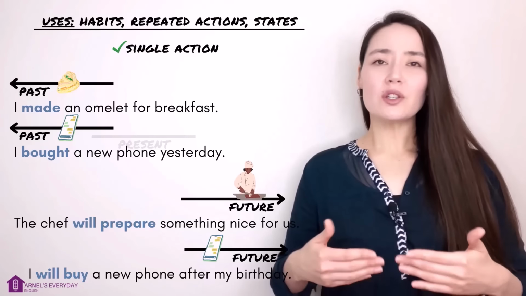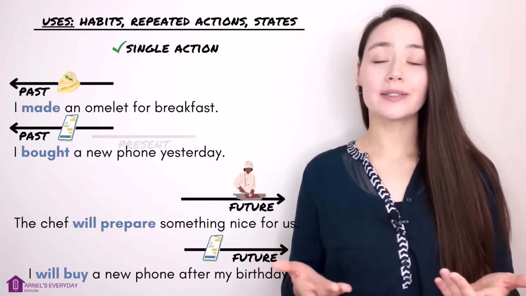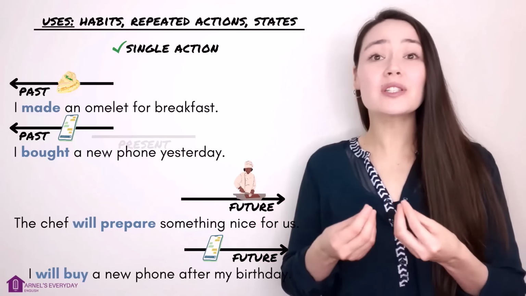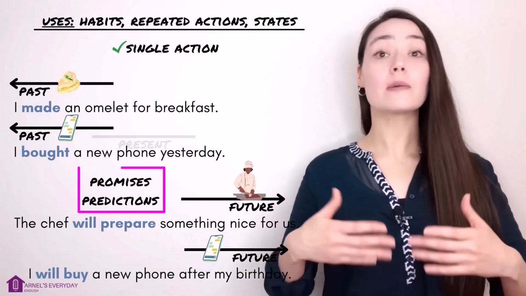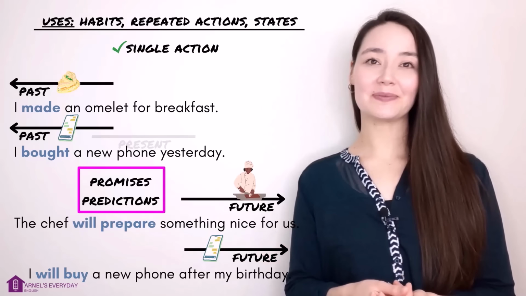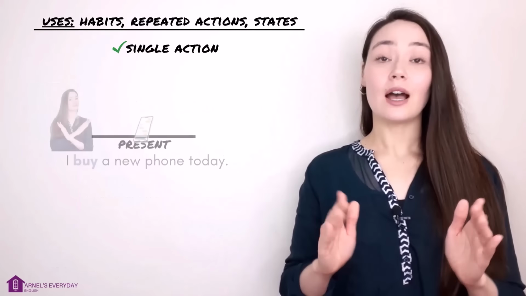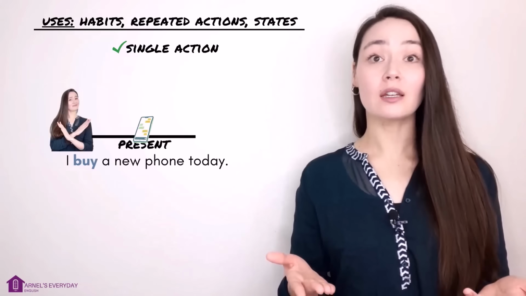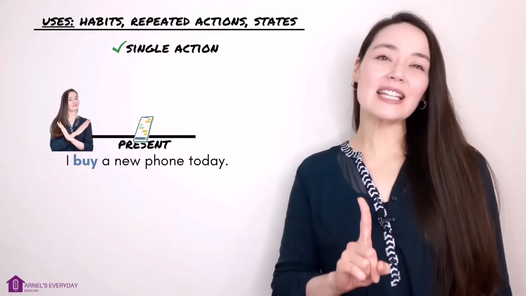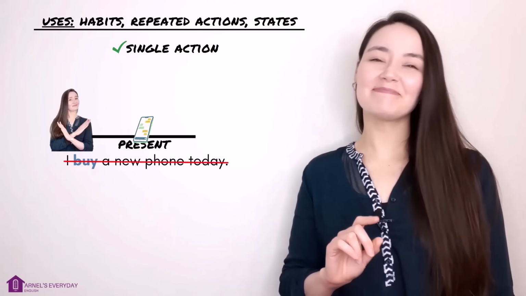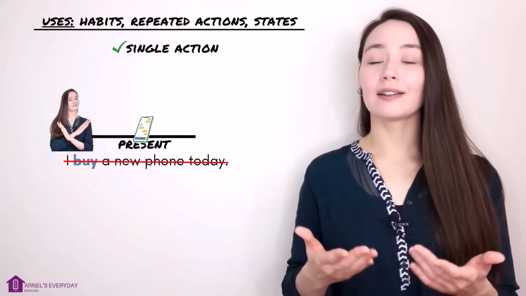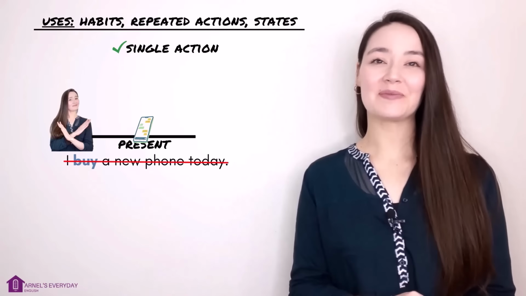Do we always know what will happen in the future? No. So we often use the future simple for those single actions for promises or predictions. Common mistake. I buy a new phone today. Can we use the present simple for a single action? No, not in this case. But there's always a but.